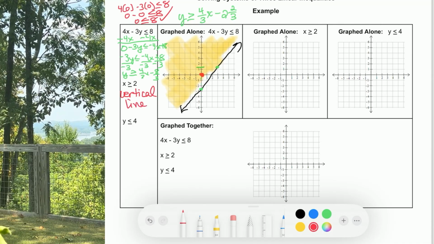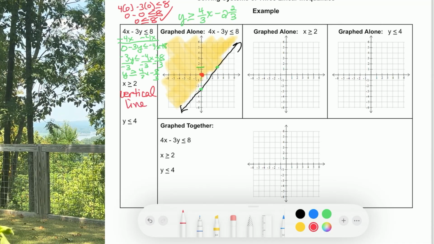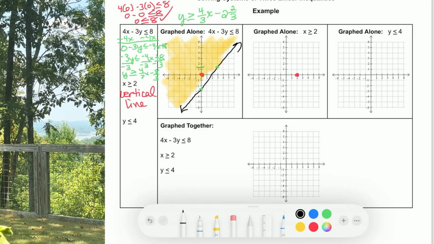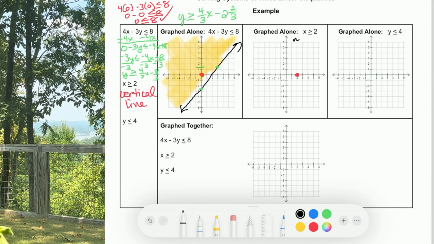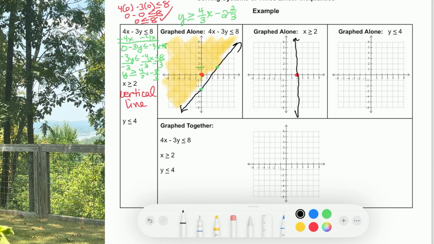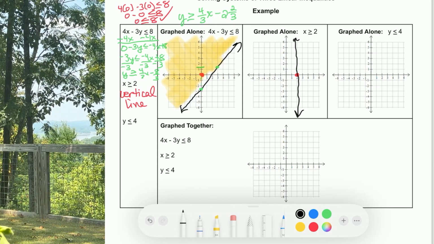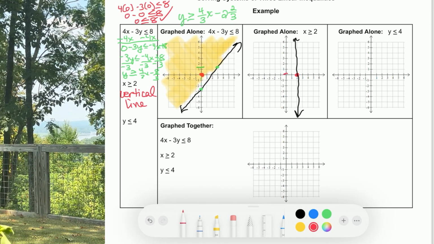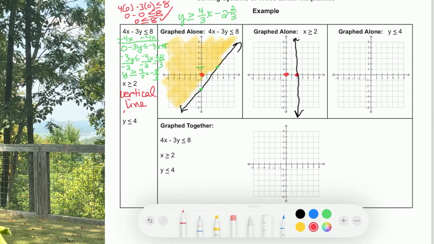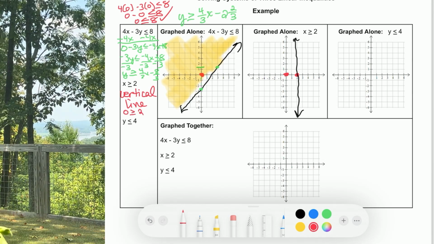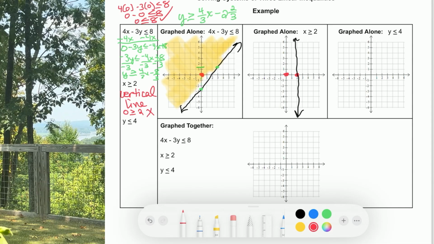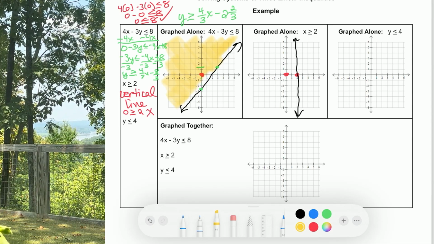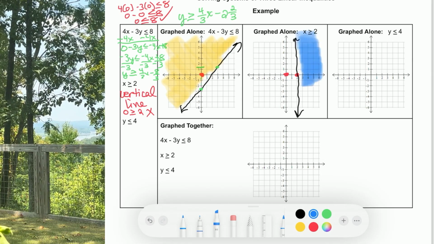So I'm going to go ahead and plot that vertical line at 2. So this is where it's going to cross our x-axis. It's a greater than or equal to, so it's going to be a solid line straight down. But we still need to figure out where our shading is going to go. I can still use the origin and plug in and say, well, is 0 greater than or equal to 2? No, it's not. So that tells me my shading is going to go on the other side. So I'm going to put blue shading over here.